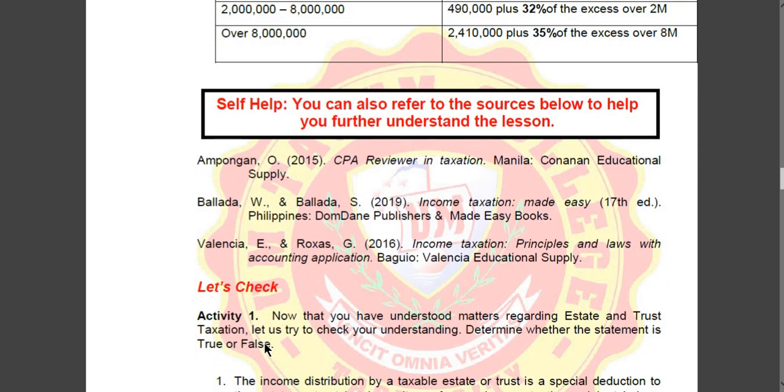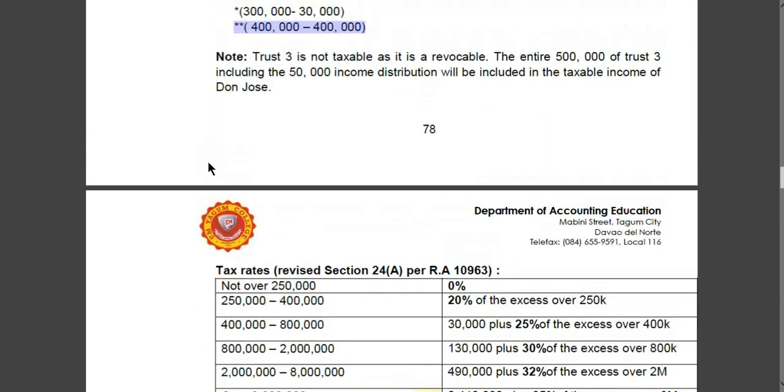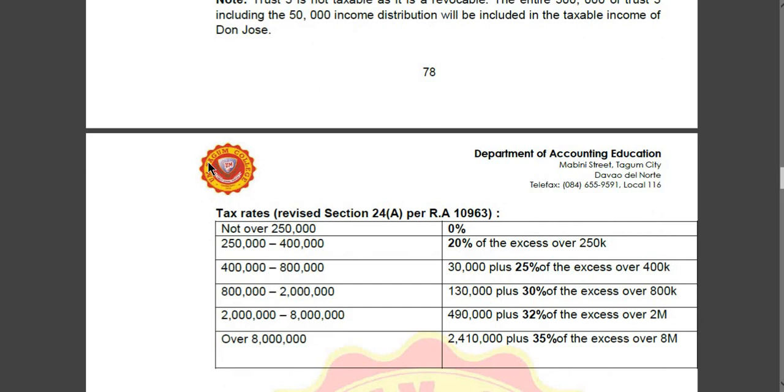So you can also refer to some sources. You have Ampungan, Balyada, and Valencia. They have available books that you can refer to. Okay, so that ends our discussion of income taxation of estates and trusts. Peace.